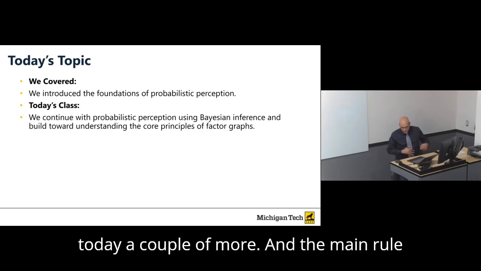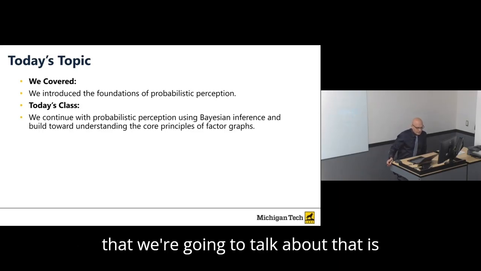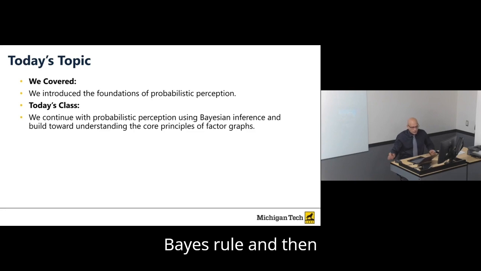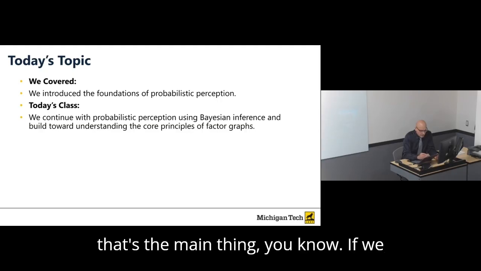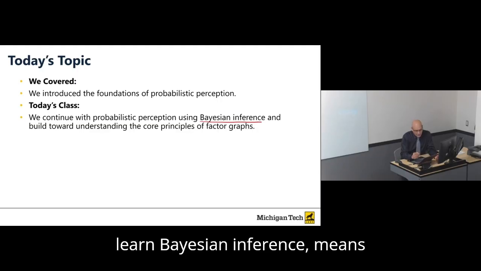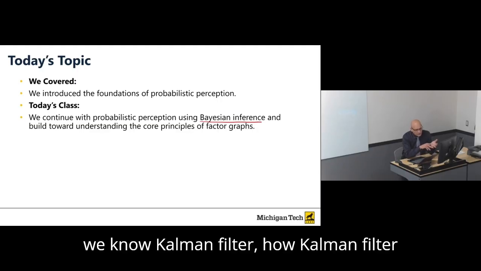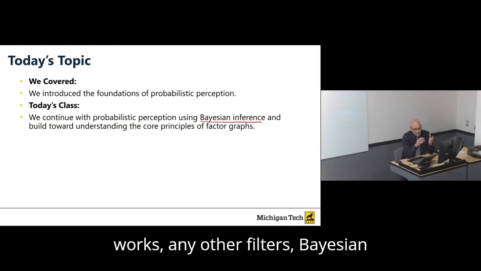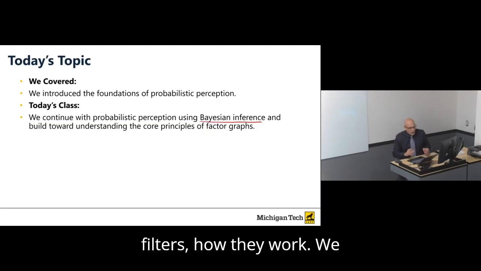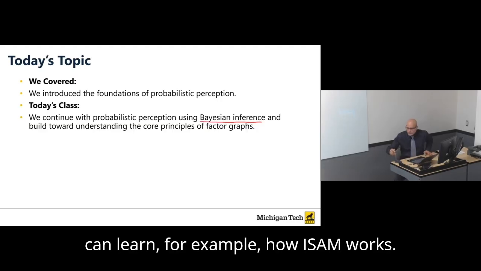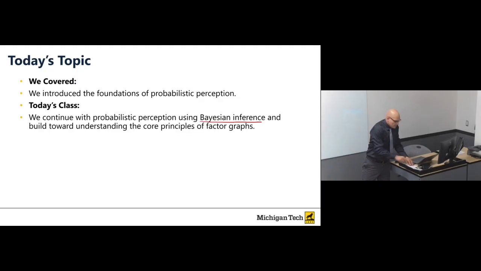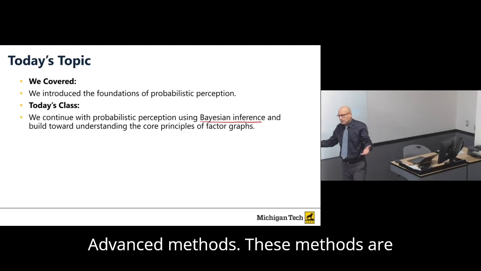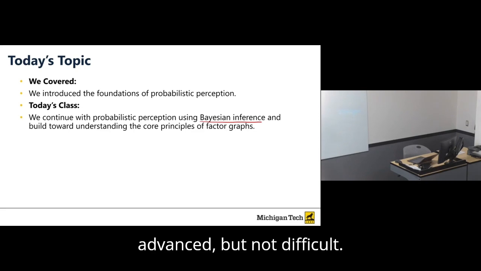We're going to continue today a couple more, and the main rule that we're going to talk about is Bayes rule, and then going for Bayesian inference. That's the main thing. If we learn Bayesian inference, it means we know Kalman filter, how Kalman filter works, or any other Bayesian filters, how they work. We can learn, for example, how ISAM works, and most of the advanced methods.